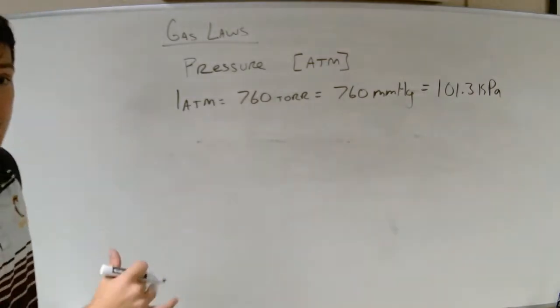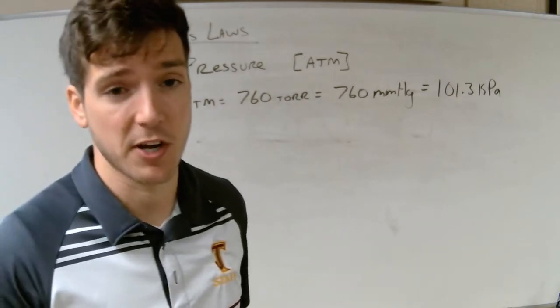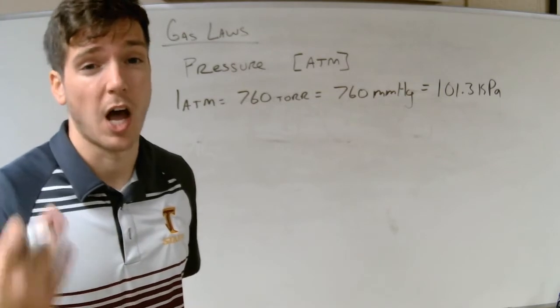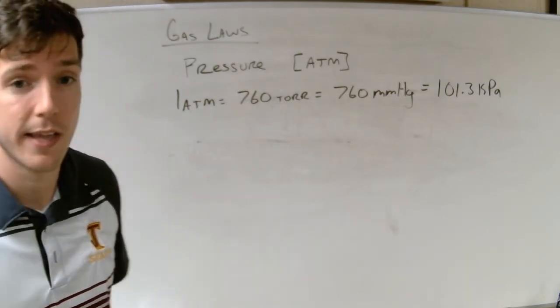So pressure, make sure it's always in ATM. If I have 720 torr, just divide by 760 torr, and that'll give you how many ATMs there are. If I have 100 kilopascals, just divide by 101.3 kilopascals to get ATM.